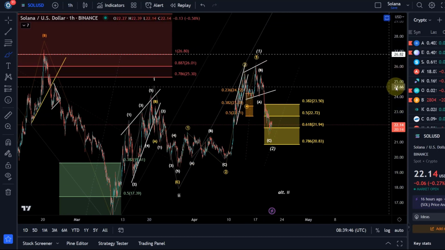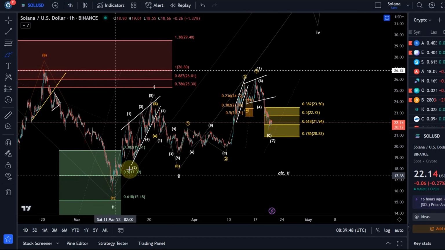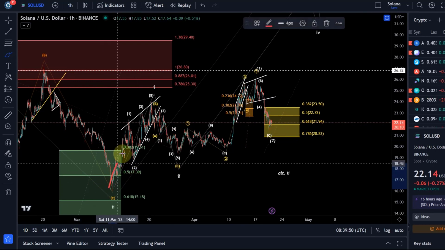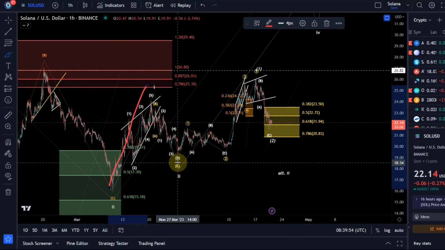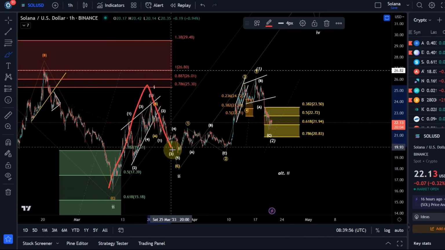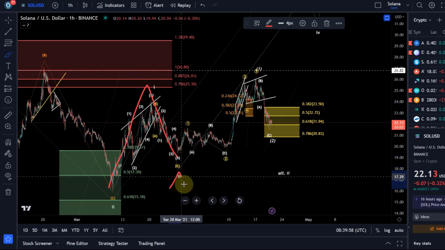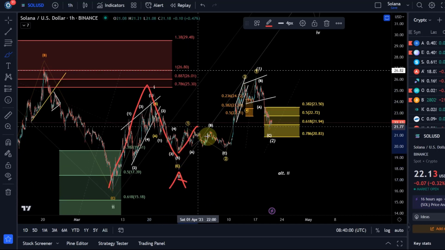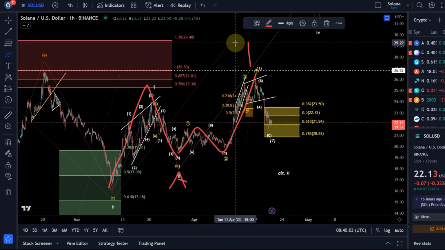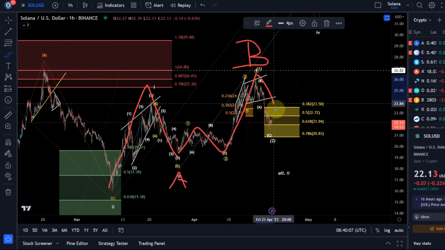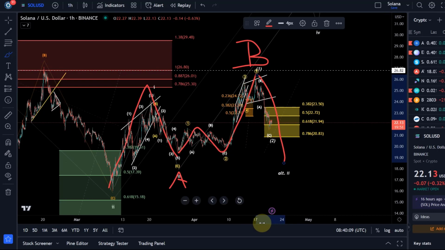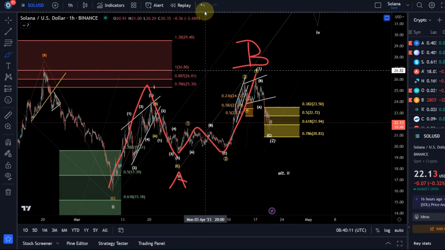What is the alternative count? The alternative would be the bullish alternative, that yes, we rallied here in a wave 1 off the 10th of March low, but the move down was not the wave 2. It was just an A wave instead of a wave 2. We then had here an overshooting B wave, and we're now coming down in a C wave. That could come down a little bit lower, okay?